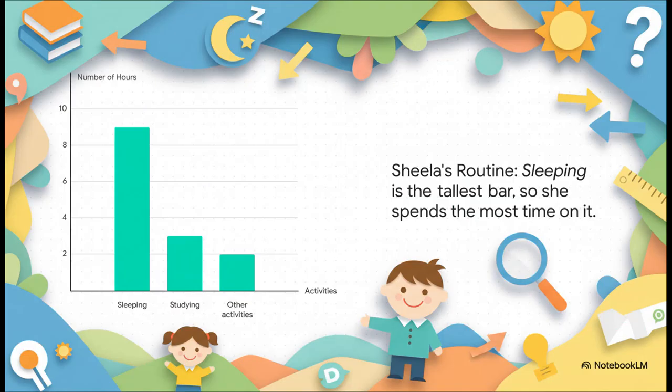Let's look closer at Sheila's bar graph, okay? At the bottom, we have all her activities, and on the side, we have the number of hours. Now, just by looking, which bar is the tallest? That's right, the sleeping bar. It goes all the way up to 9. So she sleeps for 9 hours.